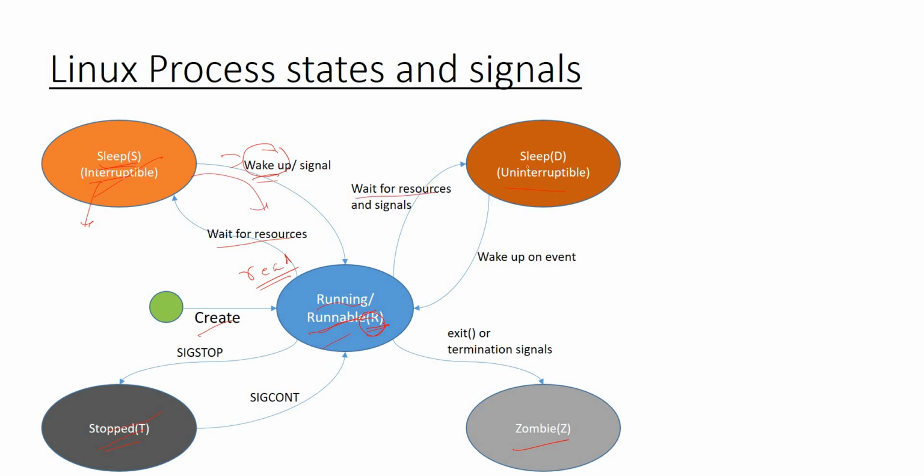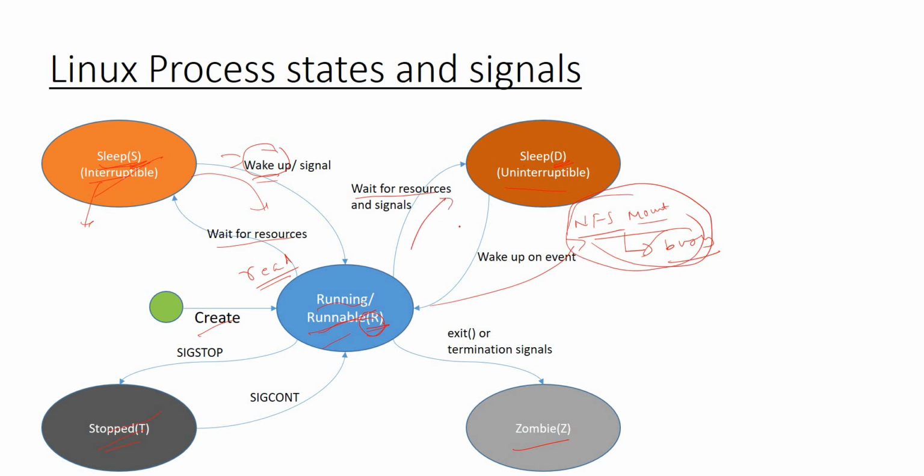We also have another type of sleep state, that is uninterruptible sleep state, which is represented with the letter D. Here also the process which is in running or runnable state may wait for resources or some signals as well. In that case, the process will be moved to the uninterruptible sleep state. For example, if you have an NFS mount point, and the process is reading a file from this NFS mount point, but due to some reason this NFS resource is busy, in that case the process will be blocked waiting for this resource. Since this is a hardware thing, the process will move to the uninterruptible sleep state.